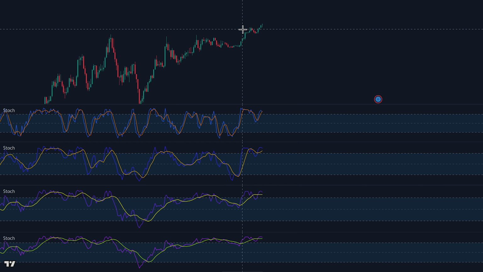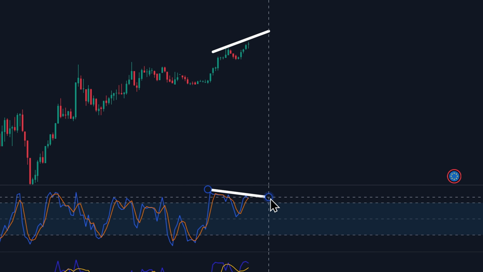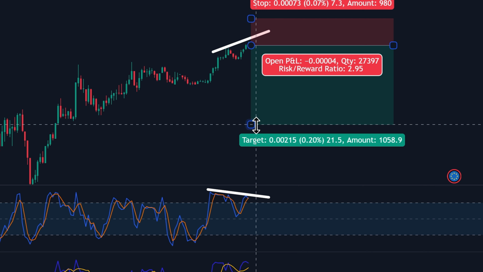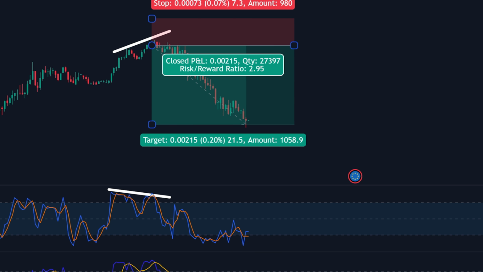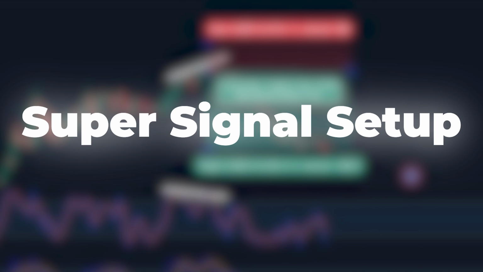Conversely, bearish divergence occurs when the price makes a higher high, but the stochastic indicator records a lower high. This indicates that the upward momentum is losing strength and that a downtrend may be starting. By combining the quad rotation setup with divergence signals, you can more accurately pinpoint the moments when a market reversal is taking place. The final component of our system is the super signal setup.